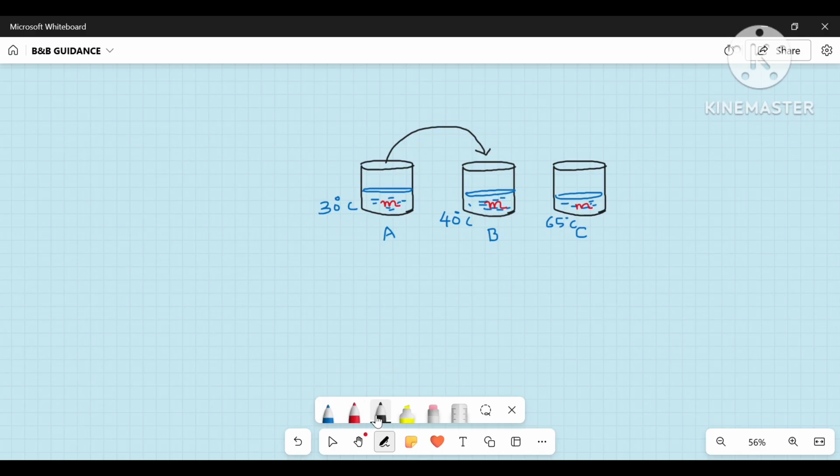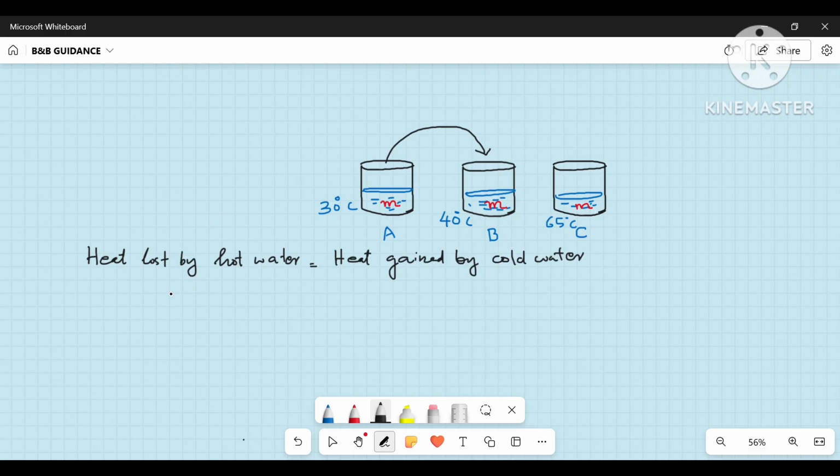Easy. Here heat is lost by hot water. Hot water means the water in beaker B, that is of 40 degrees Celsius. And heat will be gained by cold water when I am mixing. So heat lost by hot water is equal to heat gained by cold water. Mass of hot water is this one. Sorry, this is hot water. Mass of hot water is m. Specific heat capacity of water is C.